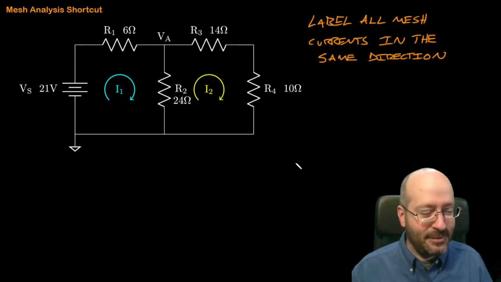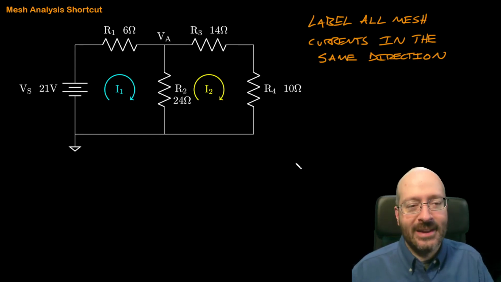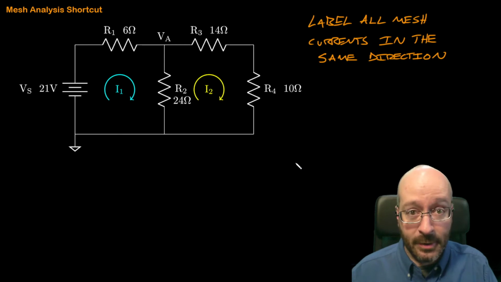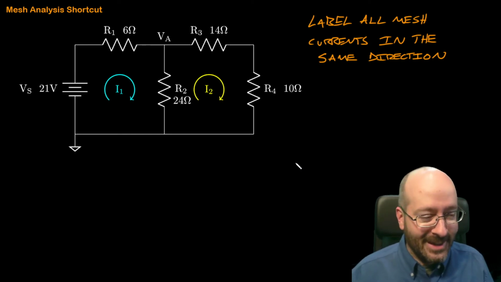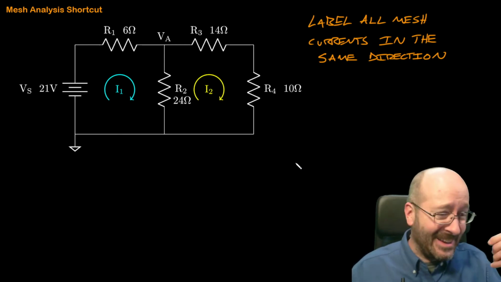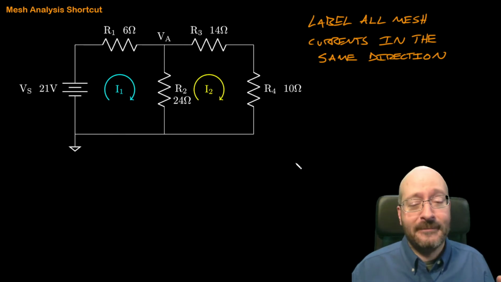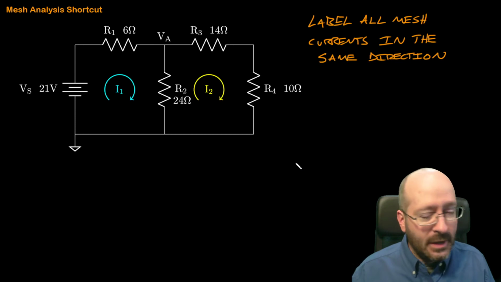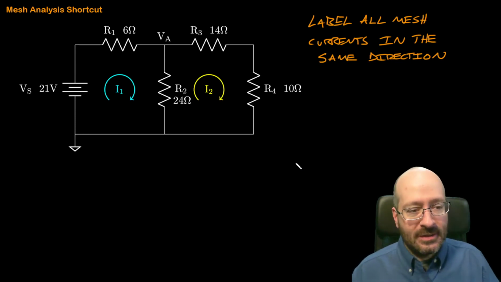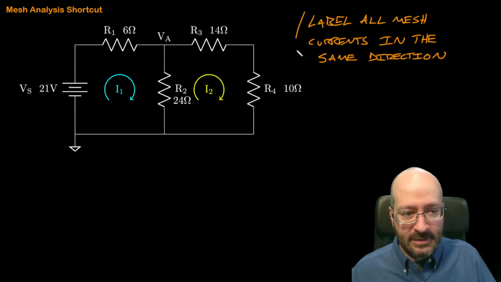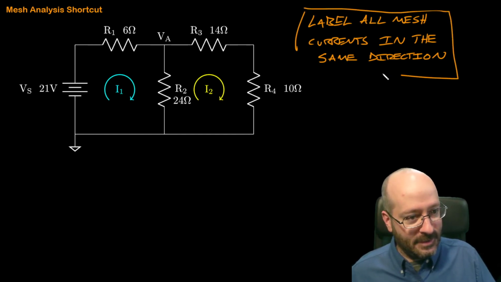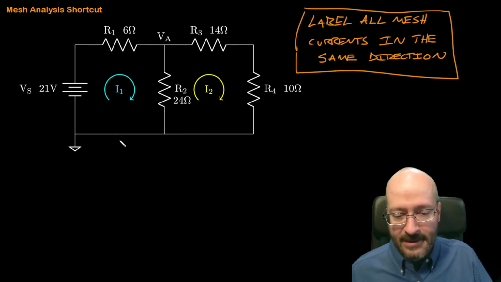But if you're like, I just like doing things differently, I can totally relate to that, by the way. I like to do things differently. But if you like to do things differently and you want to do them counterclockwise, fine, just be consistent about it. Okay, so label all the mesh currents in the same direction. That's an important one. Don't cross it out. Okay, I want to emphasize that.